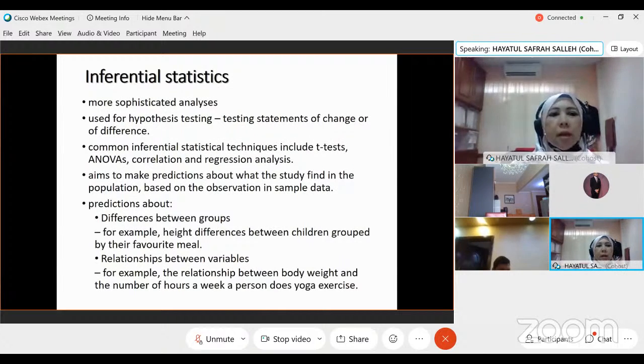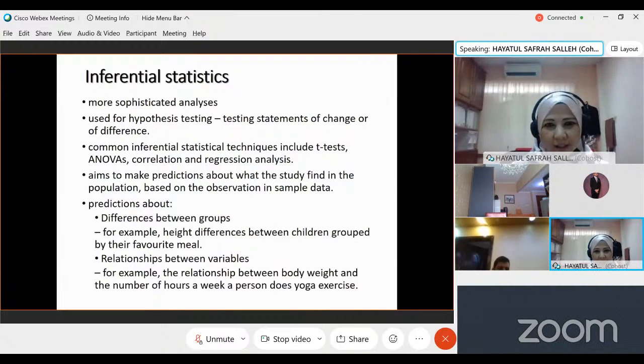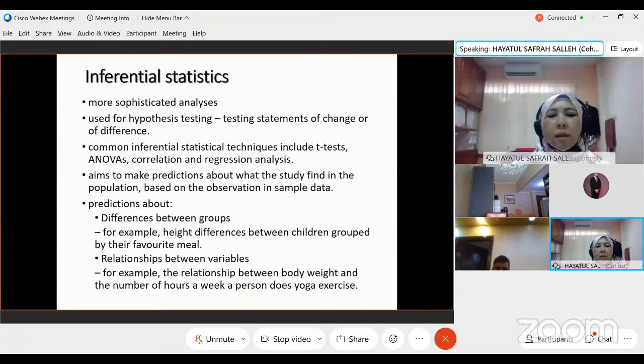And then we look at the inferential statistics. Inferential statistics are a more sophisticated analysis. It's not just looking at the mean or the variance. We are now using a more sophisticated analysis. We still can use SPSS to test the differences by using t-test, ANOVA. Also, you can use correlations and regression analysis.